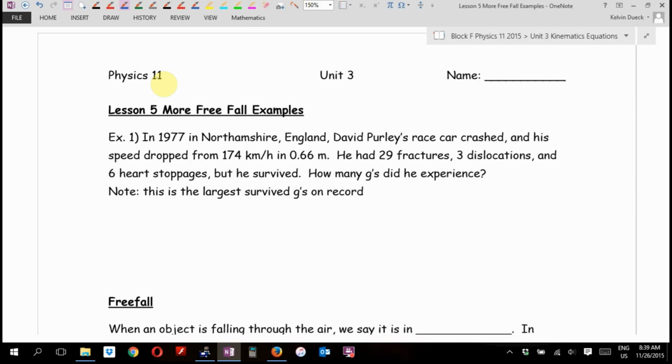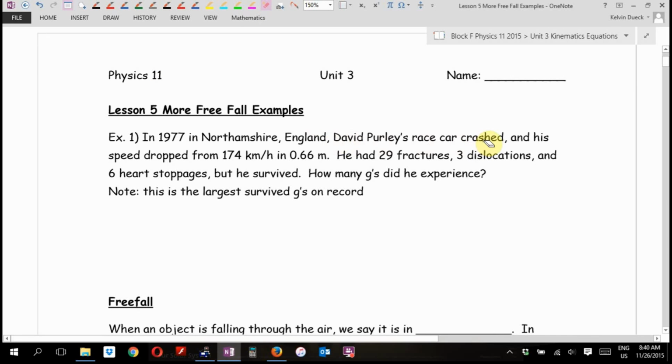First of all, we've been talking about Gs, about G-forces. Last class, we looked at Colonel Stapp, who I think handled 45 Gs or somewhere around there. As far as I know, I did some Googling. This is the documented record for surviving the biggest number of Gs. So in 1977, in Northamptonshire, England, David Purley's race car crashed.